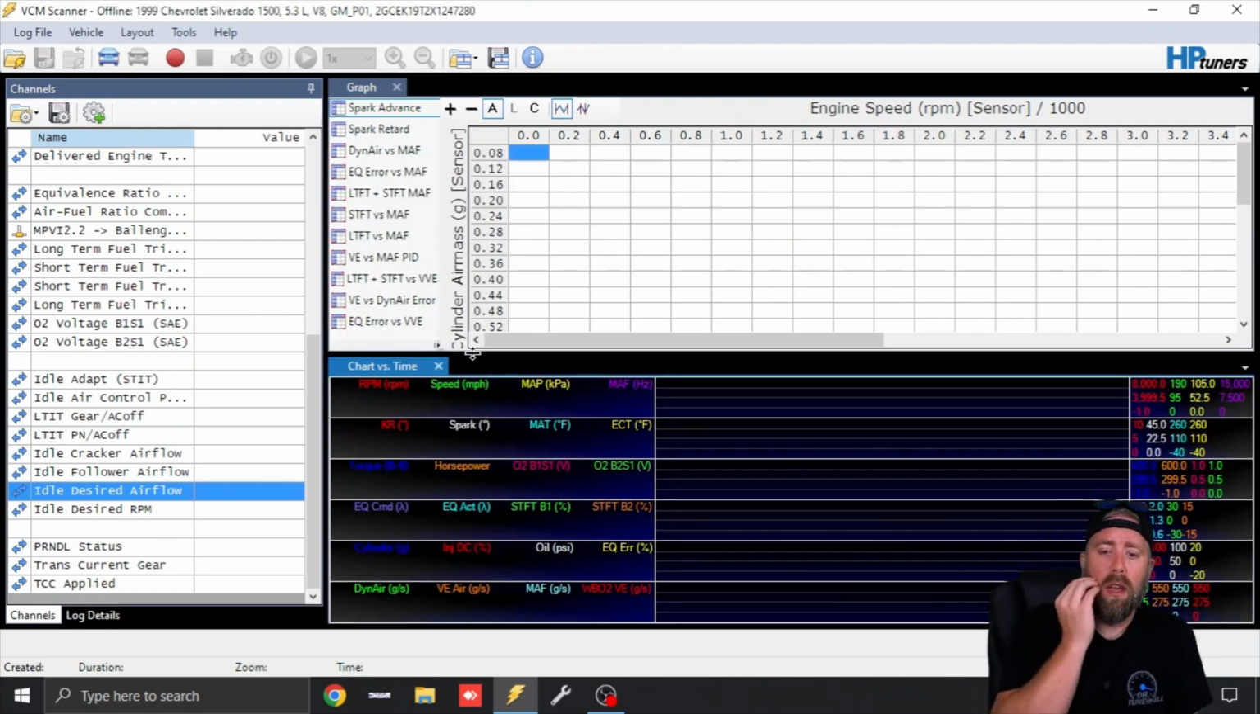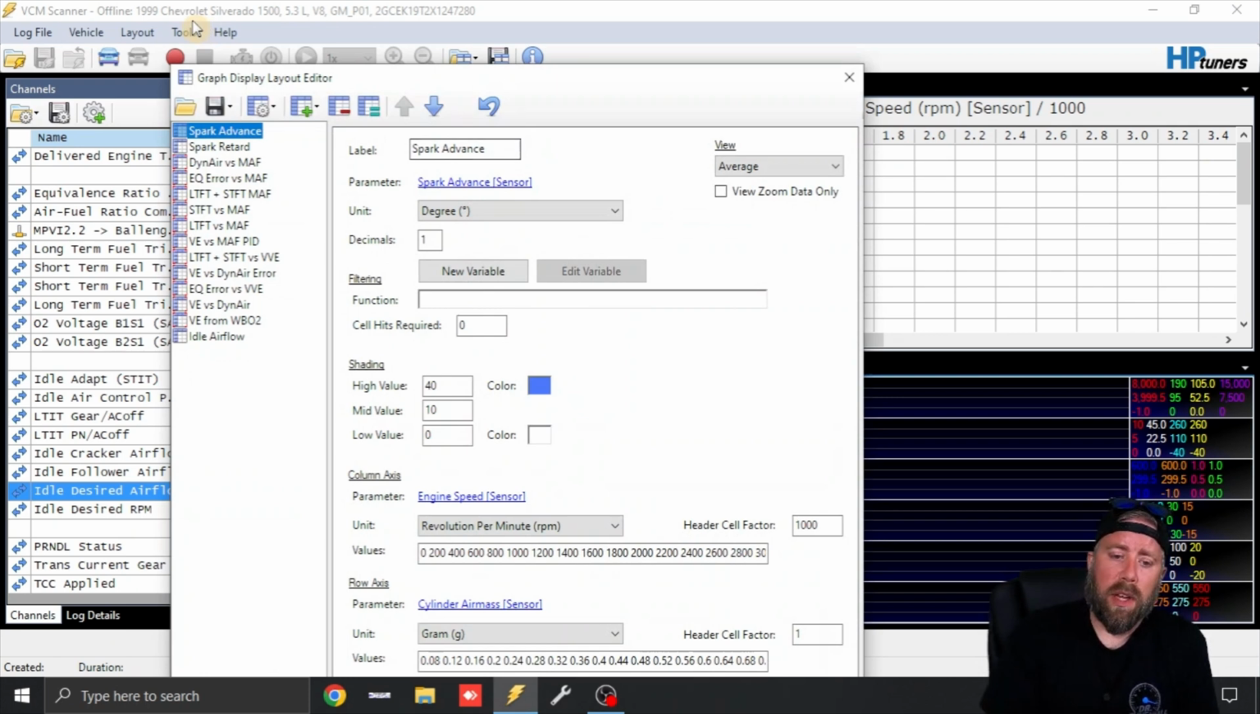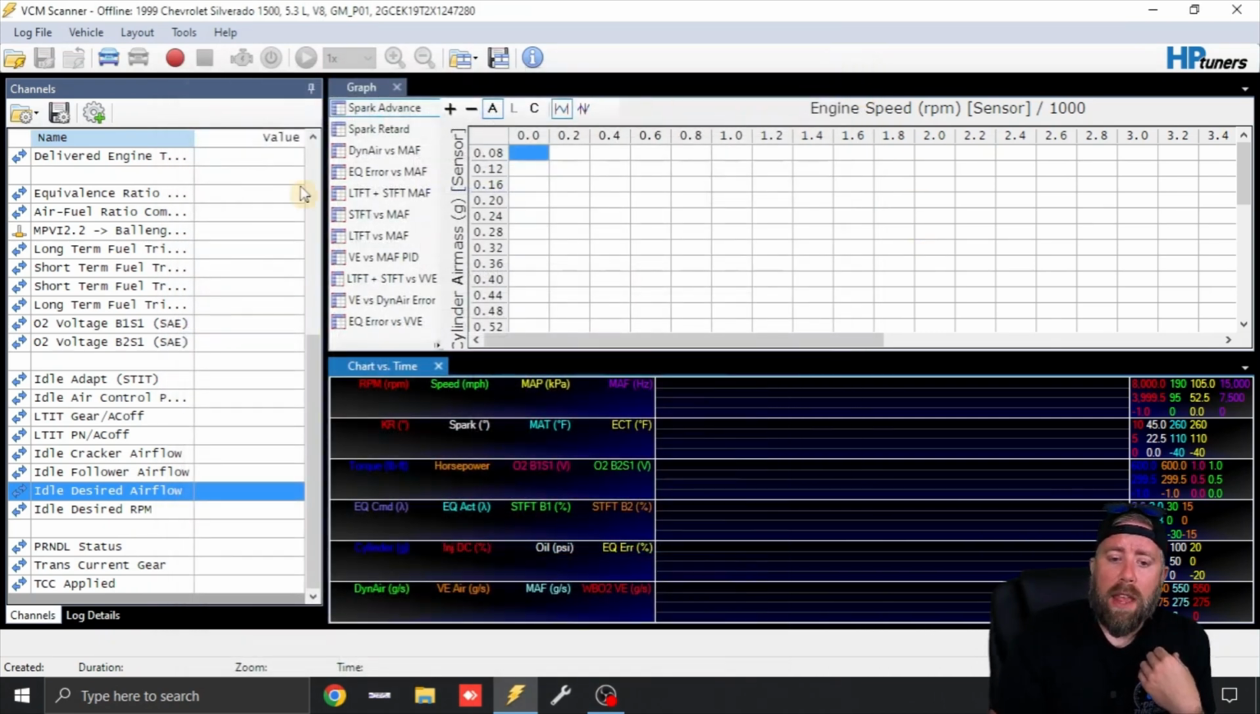So basically what you can do is go into here, right click, and actually add a graph. Like right here, we're looking at our Spark Advance table. So I can input that I want my column axis to be engine speed, and my row axis can be cylinder air mass. You can input all this data from your own tune, and then this will populate when you're driving a vehicle.